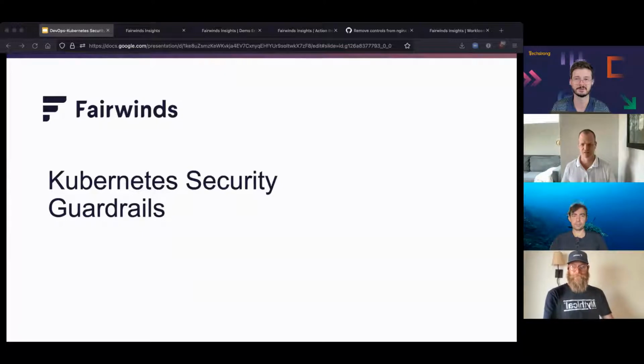So on to the topic of our program today, Kubernetes security guardrails. I'm joined by Kendall Miller, technology evangelist at Fairwinds, Robert Brennan, vice president of product development at Fairwinds, and Ivan Fetch, a developer at Fairwinds. So Kendall, Robert, Ivan, thank you all so much for joining me today. Kendall, do you want to go ahead and get us kicked off?